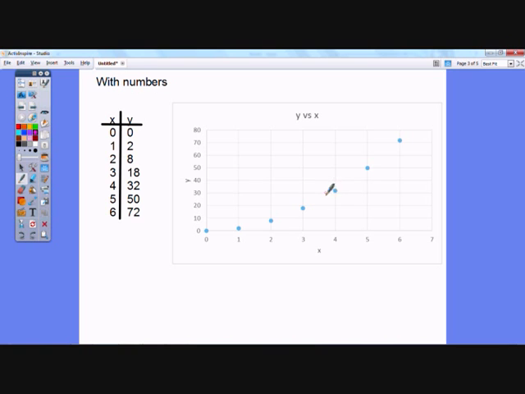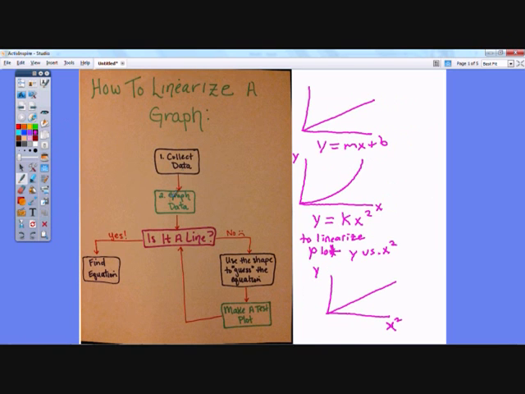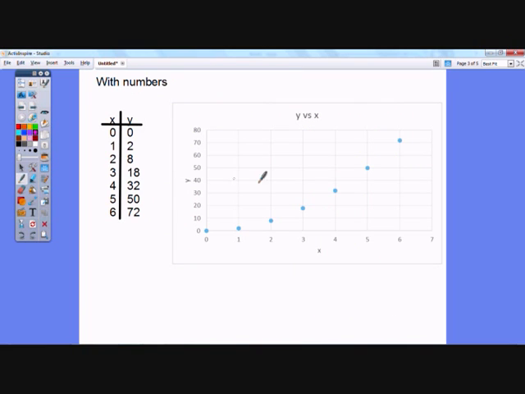So it's a parabola. We're going to follow our flowchart. So look back, we collected the data, we graphed it. Is it a line? No. We use the shape to guess the equation. We think it's a parabola. Okay, so we're going to guess the equation is y is equal to ax squared. It looks like we're going through 0, 0. We are going through 0, 0, so we don't have a constant term. So there it is. We're going to let z be x squared.